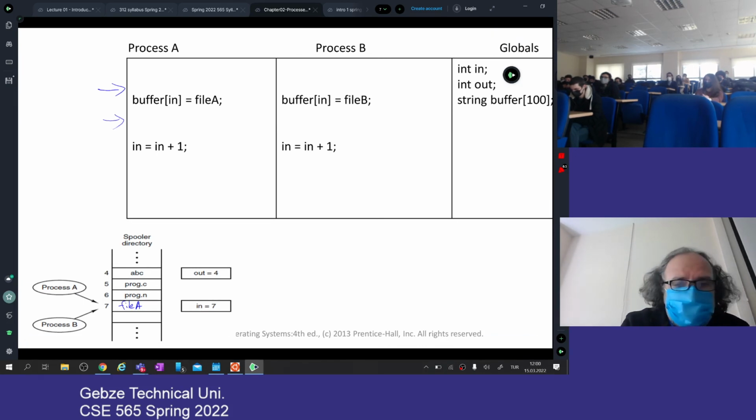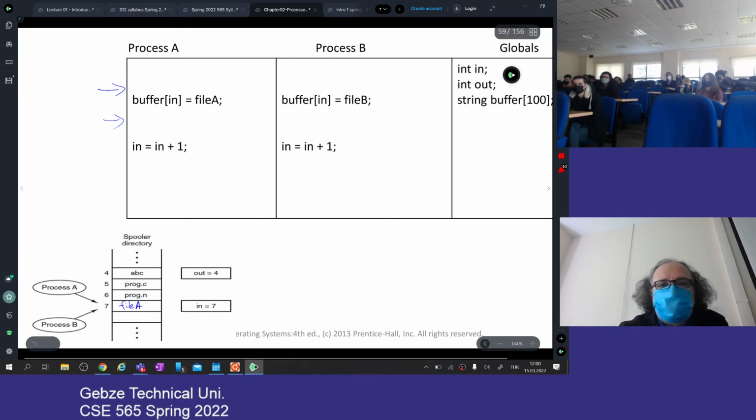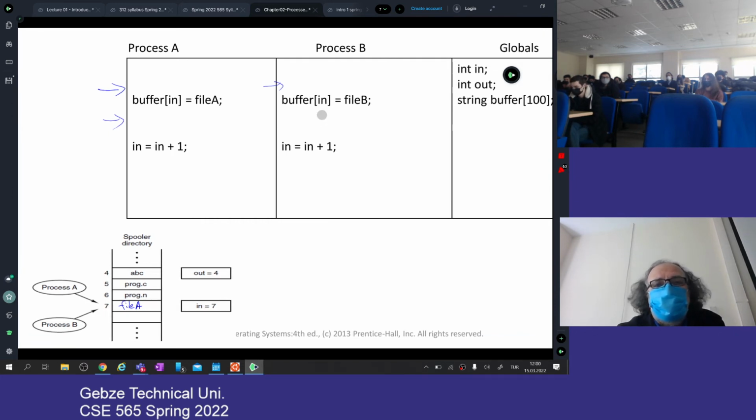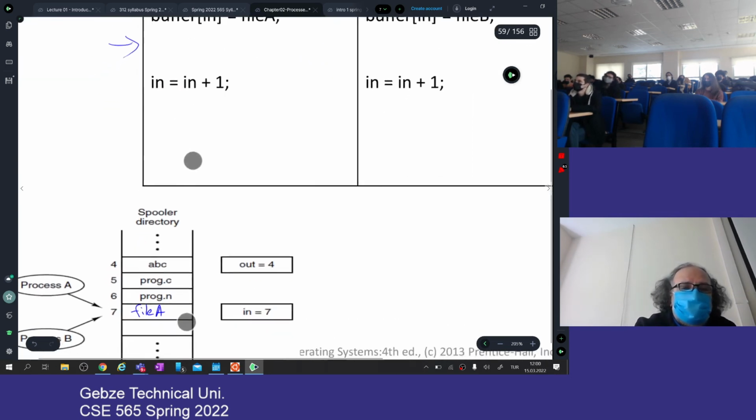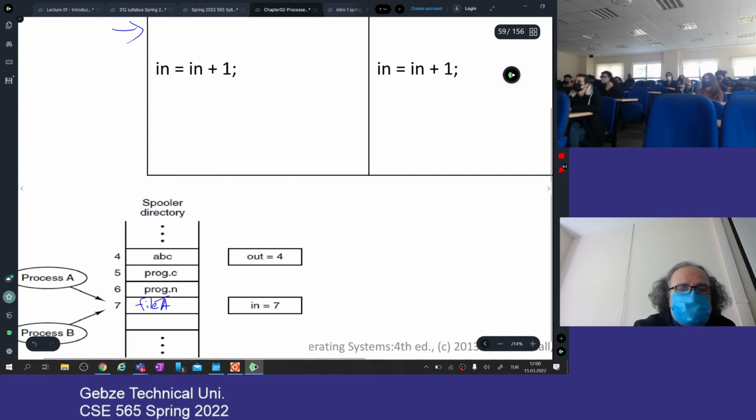Now, out of bad luck, and that's going to happen, a process switch happened. I got a timer interrupt, and the operating system decided that process B should run now. Process B says I am going to put file B in this position, buffer in. Remember, I put file A in this position, but before I had a chance to increment the value of in, a process switch happened. Now process B is overwriting it, saying I have file B here.